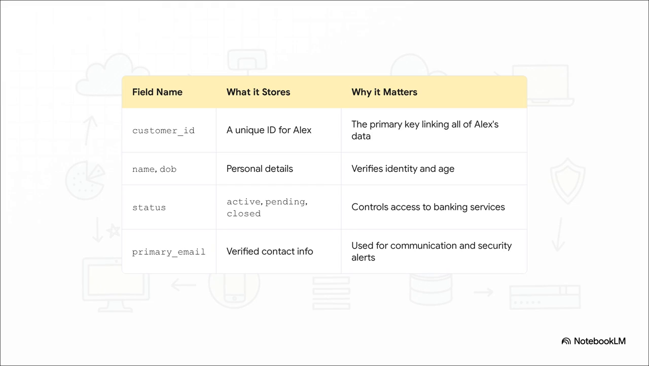Let's just zoom in on that central customer table for a second. Everyone gets a unique customer ID. This is the golden key that links every single thing Alex ever does at this bank. And check out that status field. Think of it as a master on-off switch. If Alex's account is pending or closed, the system just won't allow any other actions to happen. It's a really simple but incredibly powerful control mechanism.